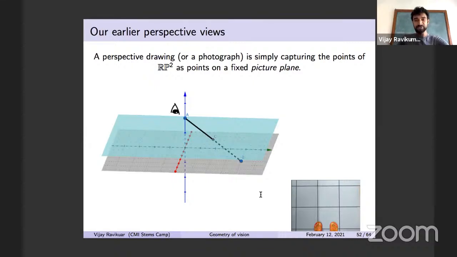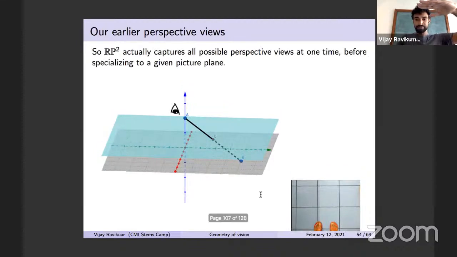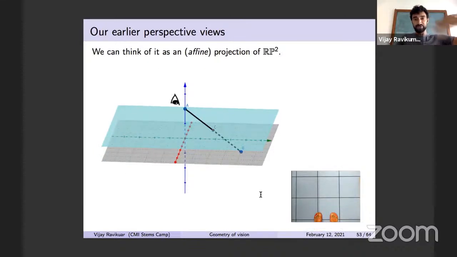So in our first picture, you could imagine the picture plane being parallel to the floor, and we can think of that picture plane as a projection of RP2. We're getting most of the points of RP2 in that picture plane, except for the ones that were horizontal. There's still points of RP2 which are horizontal lines through A, and those don't get represented in the picture plane, but everything else does.